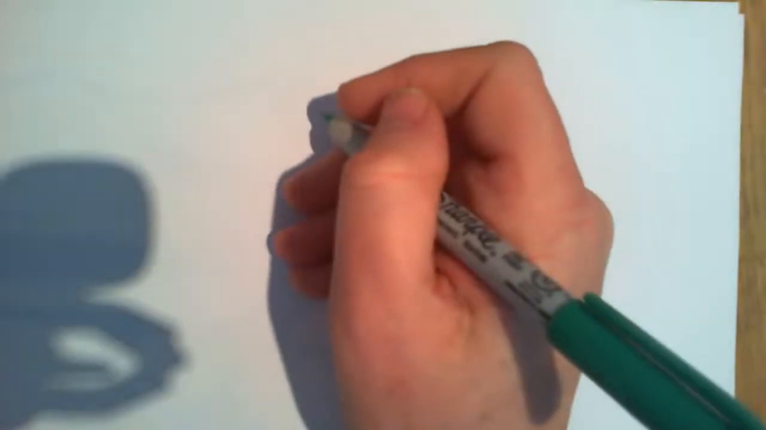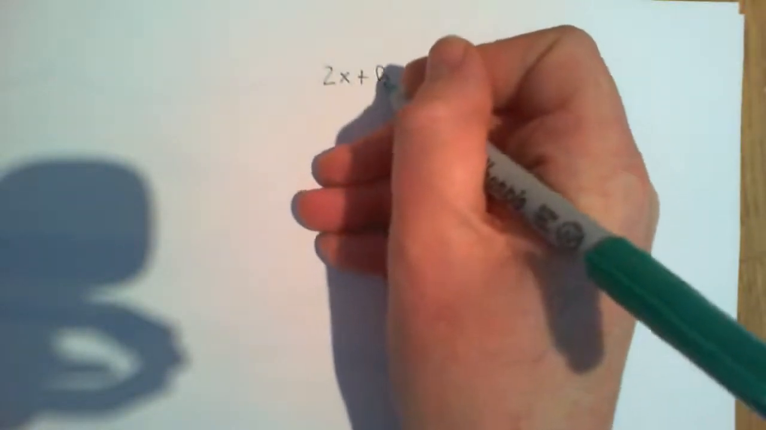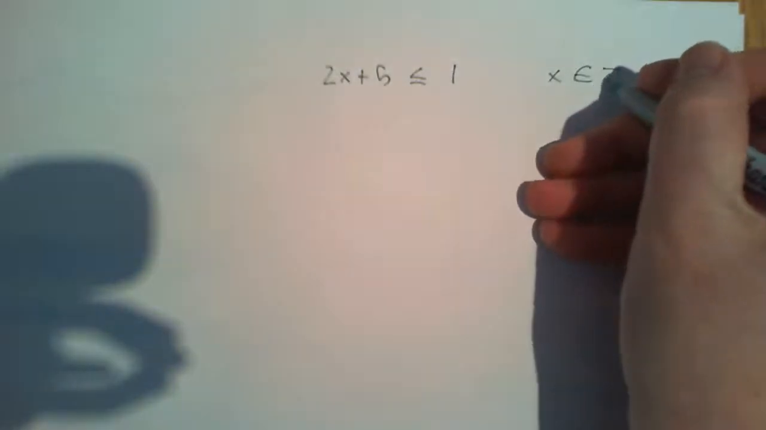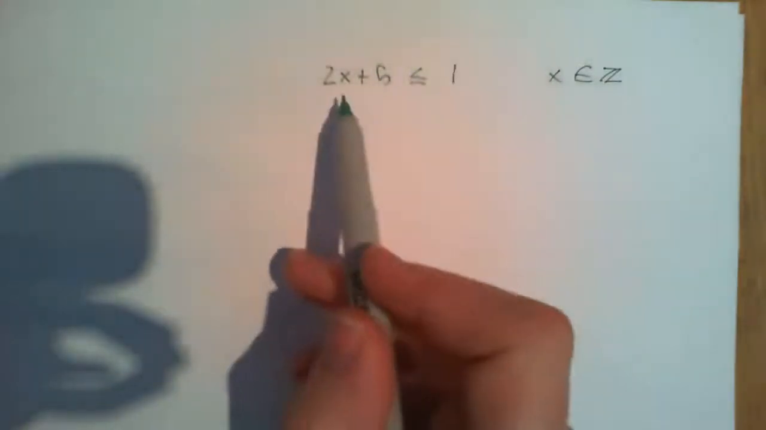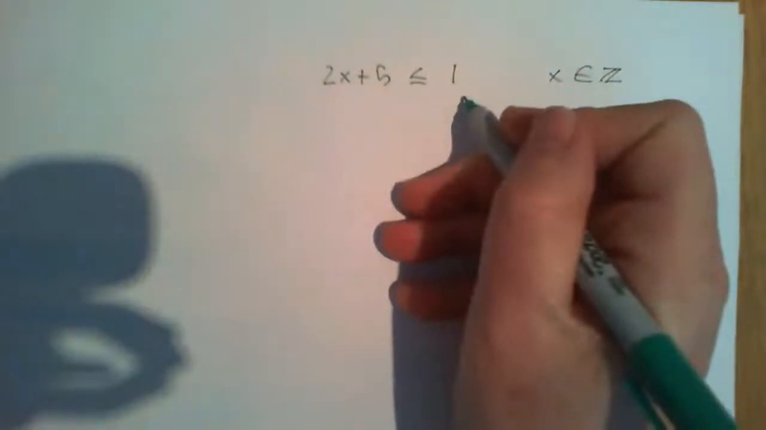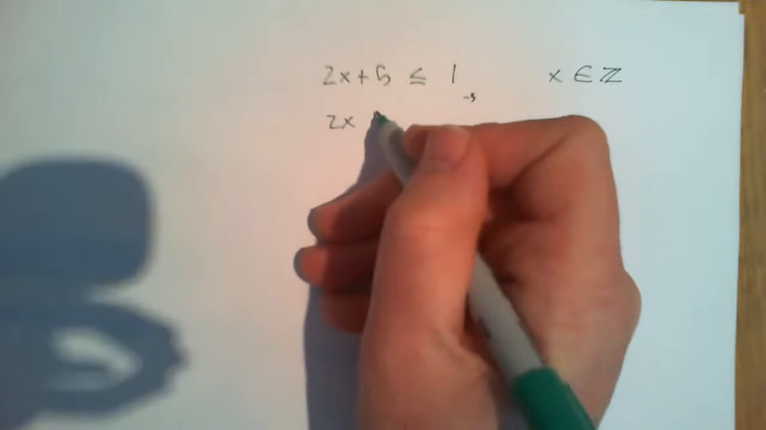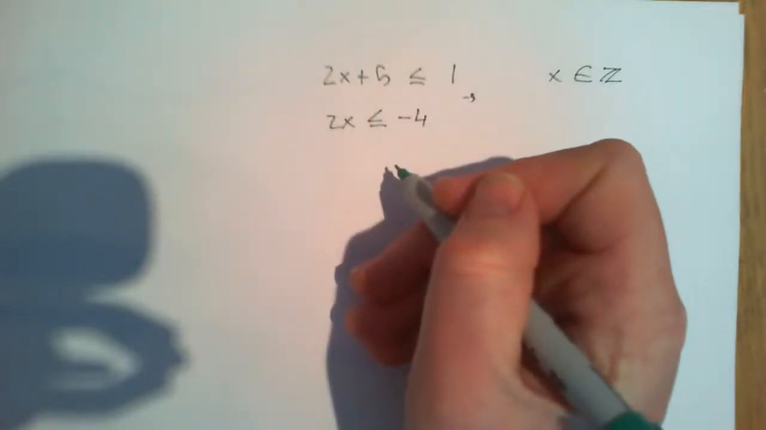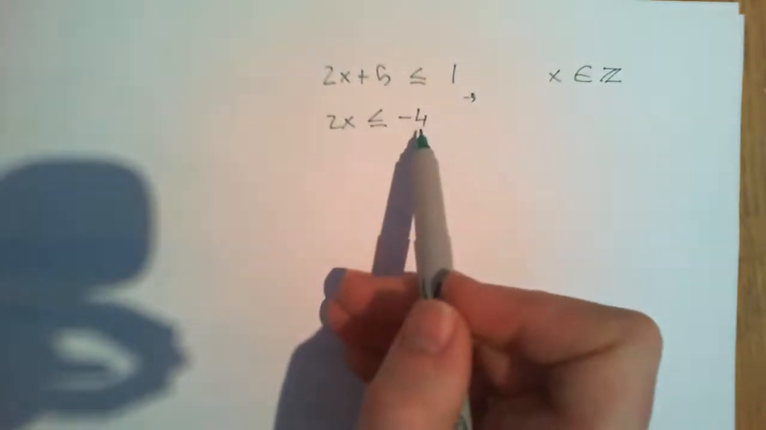Let's say, okay, 2x + 5 ≤ 1, and x is an element of the integers. Ooh, the integers. So step 1, let's solve this one. Okay, I'm going to take away 5 from both sides. So that's 2x ≤ -4. If I take away 5 from 1 is minus 4.